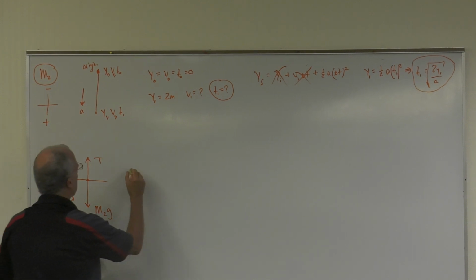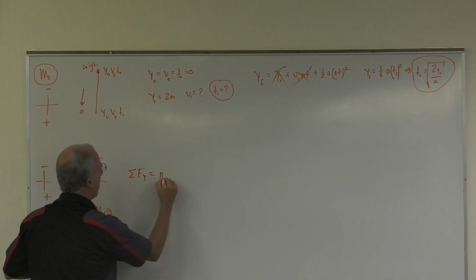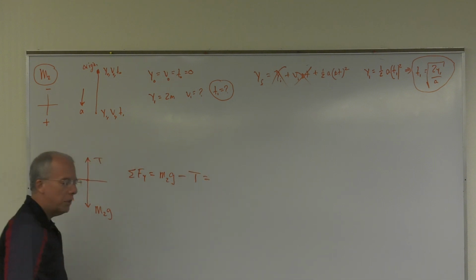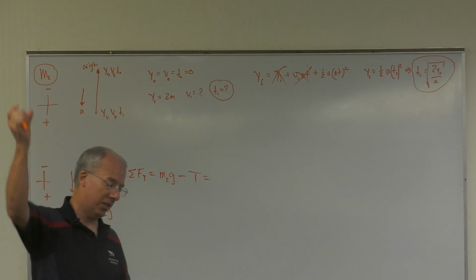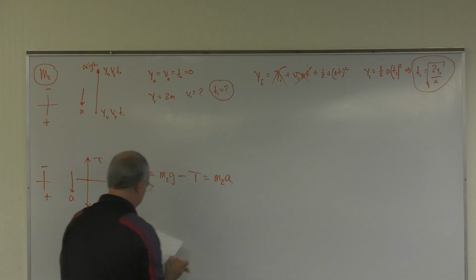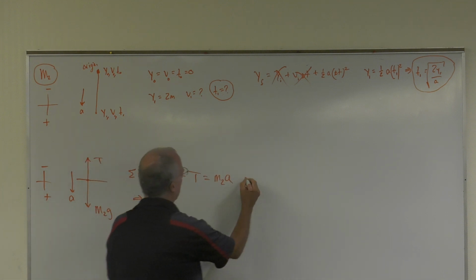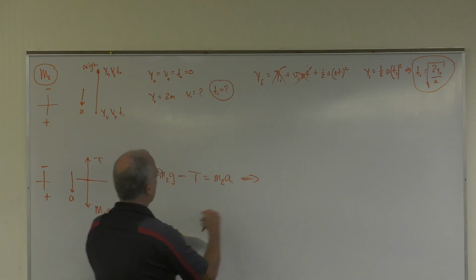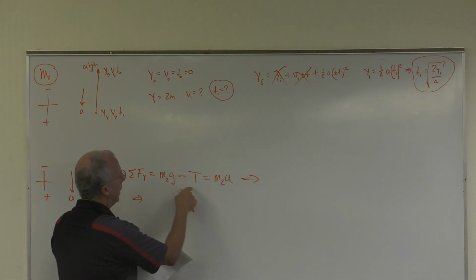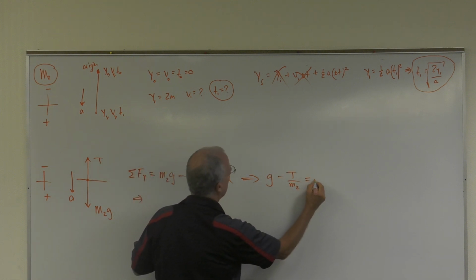So here we go. The sum of the y forces using this coordinate system is M2G, which is positive, minus T. Now, is this equilibrium or non-equilibrium? It's non-equilibrium. It's accelerating. So I don't put 0, I put M2A. All right, so what do I want? I want A. So let's do it over here. Divide everything by M2. That's just going to be a G, and a T over M2. So I'm going to have G minus T over M2 equals A.